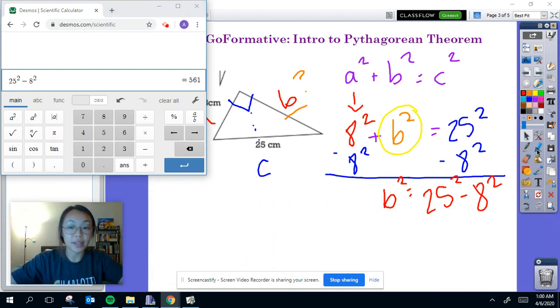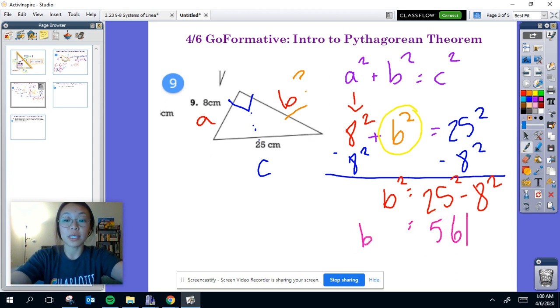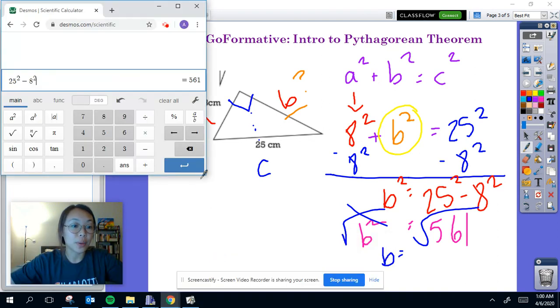So on the corner right here, I'm going to put 561 on the right side. All of this is equal to B squared. And I know to undo a square, I got to do the square root. So on both sides, I'll take the square root. B's will cancel, and I'll have B by itself. Using the calculator, I will take the square root of 561, and that's going to equal 23.7.